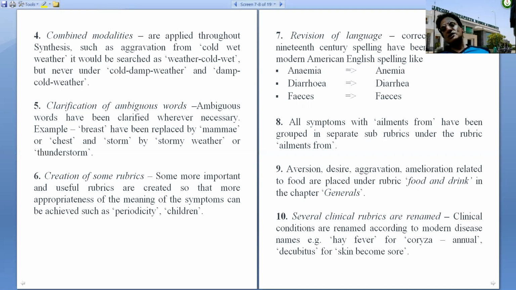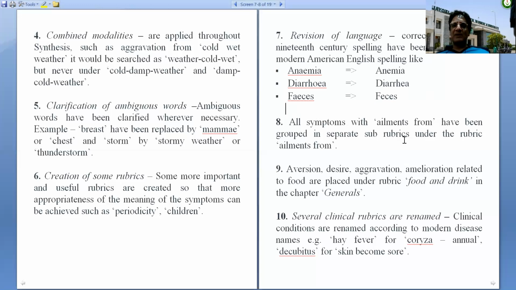Revision of language. Correction of some 19th century spelling has been made by American English spelling, like from anaemia to anemia, diarrhoea to diarrhea. Here, see, here it is A. Previously, OEA was the correct spelling. Now it is EA. Faeces has not remained the same. It is feces.